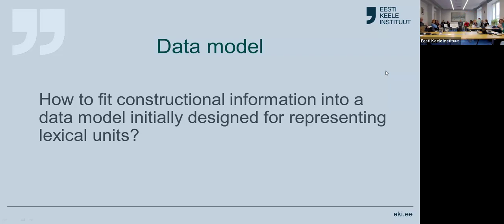So let's get back to this question. How to fit construction information to a data model? Did we get an answer, or at least a clue how we would answer this? We have different approaches at the moment with the Swedish Konstruktikon, right? Just to make it clear, you are looking for patterns and then you register them in the database, right? But that's more of the methodology for how you write your analysis.